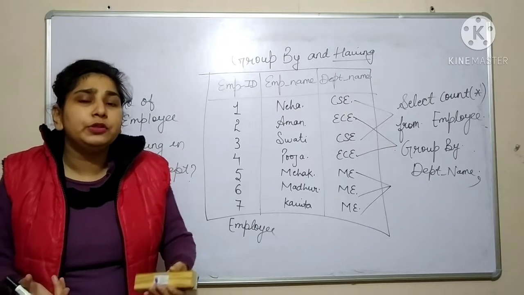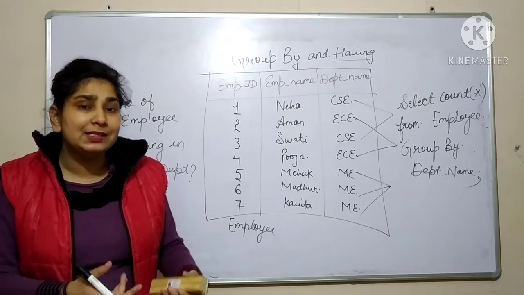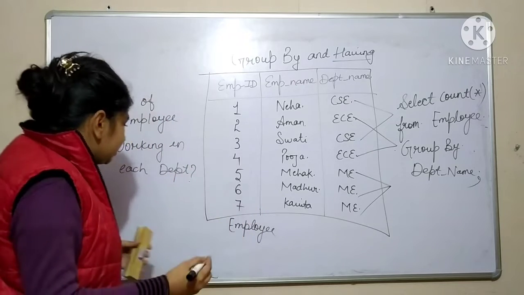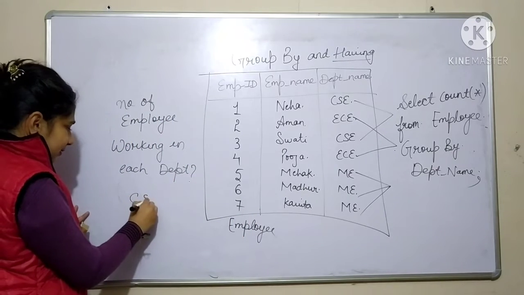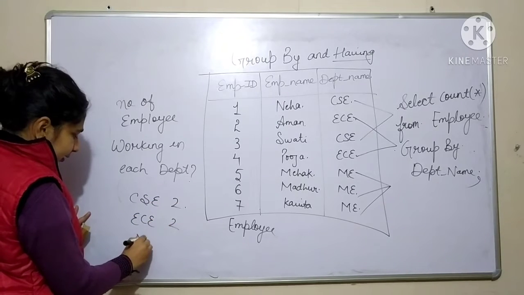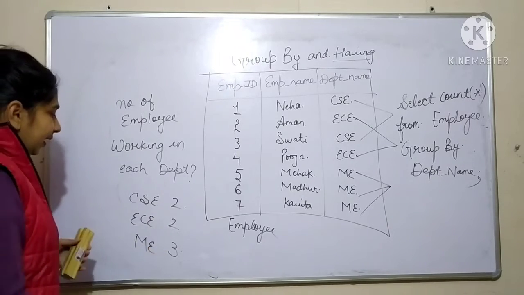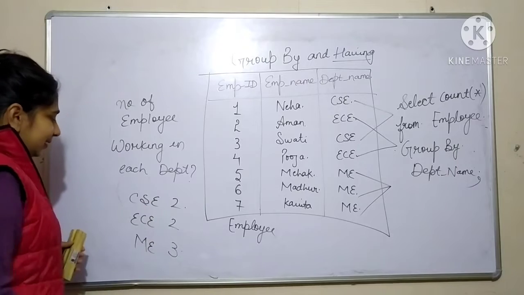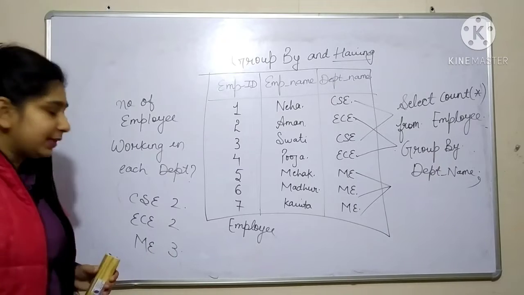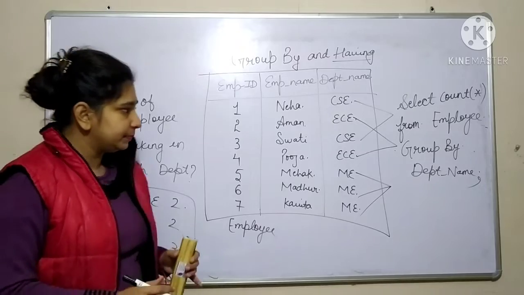Now, what do I want to know? I want to know how many employees are working in each department. So what is going to be my output? I want this output. 2 employees are working in CSE, 2 employees are working in ECE, and 3 employees are working in mechanical engineering. This is the output I want.